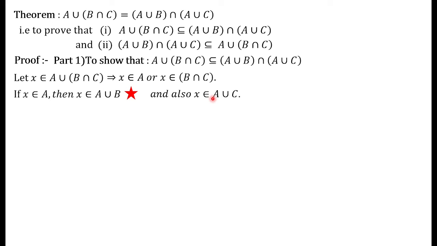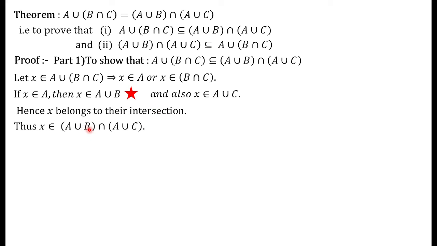So when it is in the intersection, it is going to be in both the sets. So what I am going to have here is that x belongs to their intersection. So since x is belonging to their intersection, x is belonging to A union B intersection A union C. The struggle of getting x into the RHS is over. Remember, we started that x is an element in A union (B intersection C). We landed up with x in (A union B) intersection (A union C). Right? Hence, we say that A union (B intersection C) is a subset of (A union B) intersection (A union C).